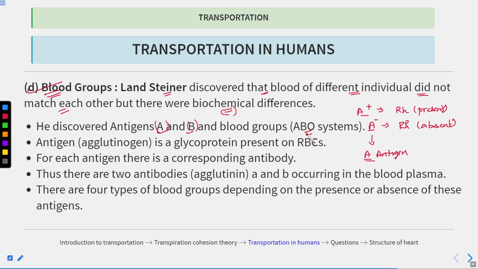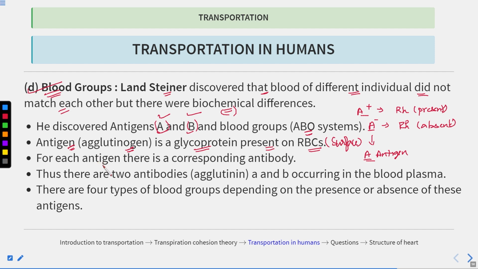So this blood group is known as the ABO system, and it is based on the presence of the antigens A and B. Now these antigens are also known as agglutinogen. Okay, so these are antigens. What are antigens? These are present on the surface of the RBCs. And these antigens are nothing but glycoproteins present on the surface of the RBCs.